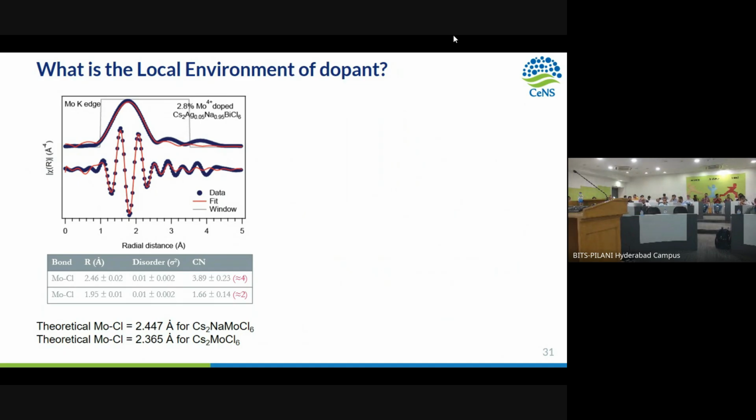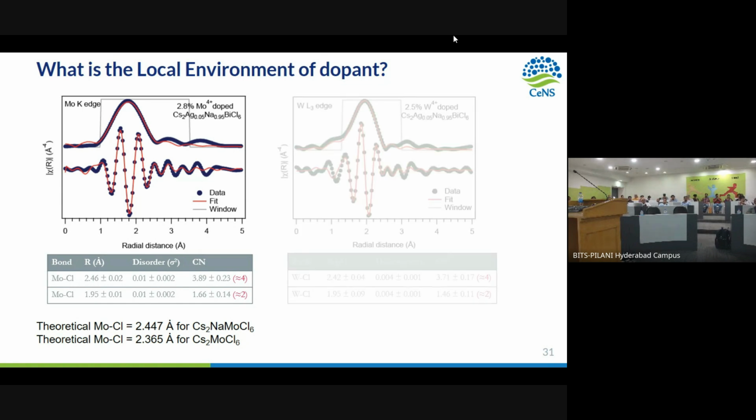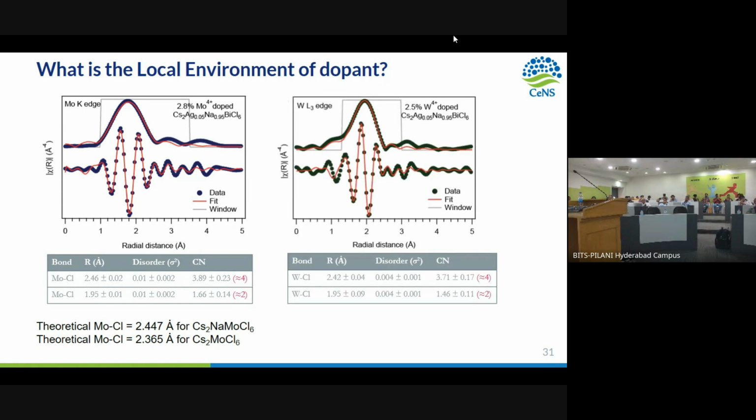In this case, we find that one particular bond length is very small, around 1.95 Angstrom. So it basically suggests that probably there is some distortion in this compound around the molybdenum environment.